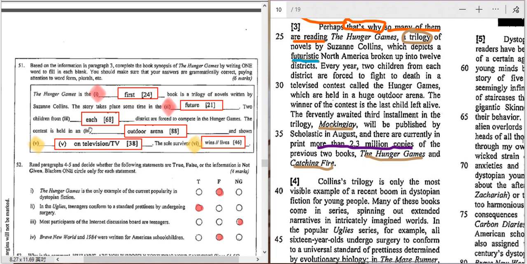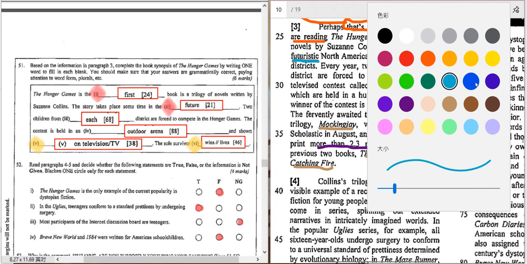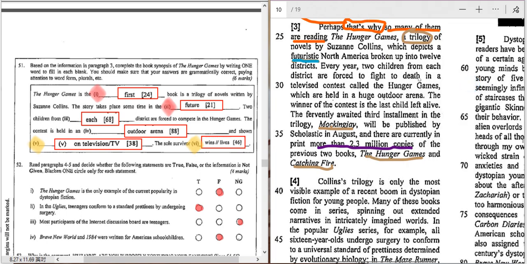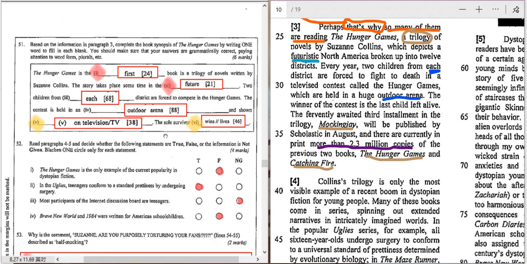Now moving on to the 3rd blank and the 4th blank, things are pretty obvious. So we see that there's 2 children from each district. So it's basically the synopsis. 2 children from each district. The answer is there. And the outdoor arena, so you can literally copy from the original text. But the 5th and the 6th blanks are more challenging there.